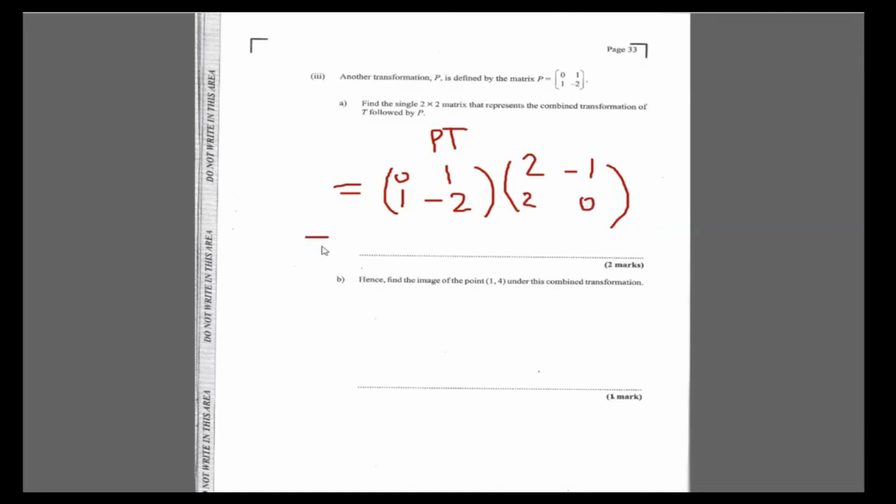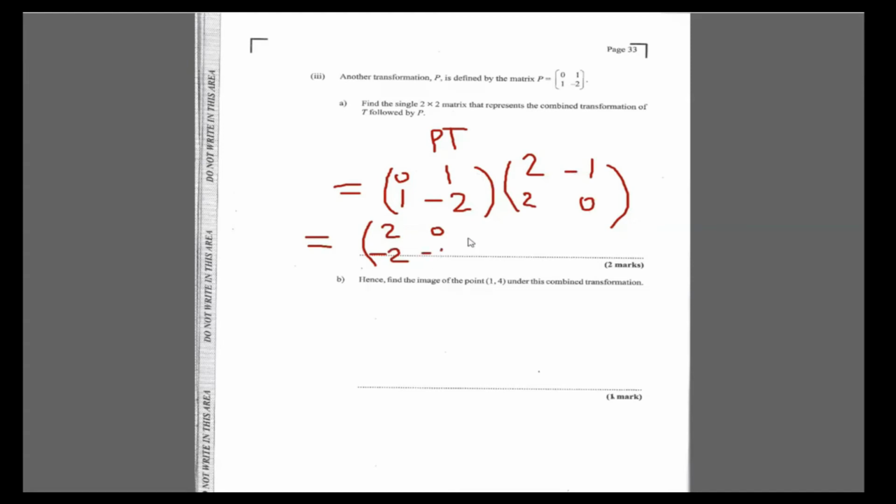When you work it out, this is going to be row by column: 0 times 2 plus 1 times 2 is 2. Then row by column 0 times -1 plus 1 times 0 is 0. Then row by column 1 times 2 plus minus 2 times 2, that's 1 times 2 minus 2 times 2, which is negative 2. And then row by column is negative 1.